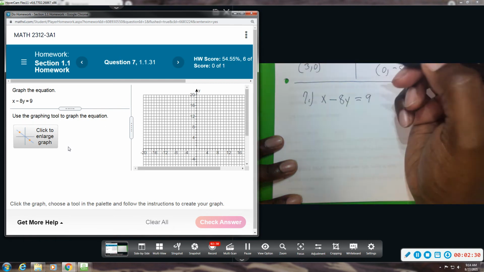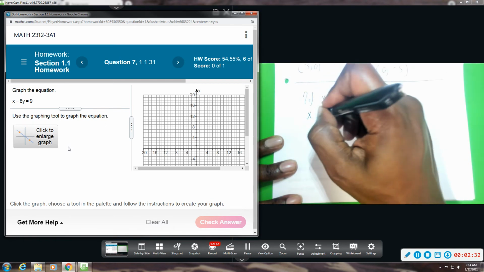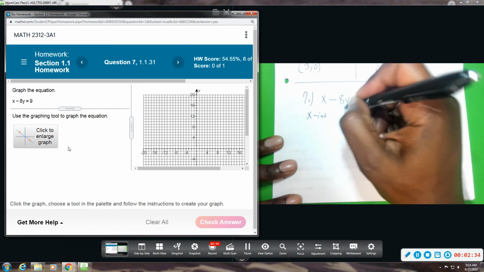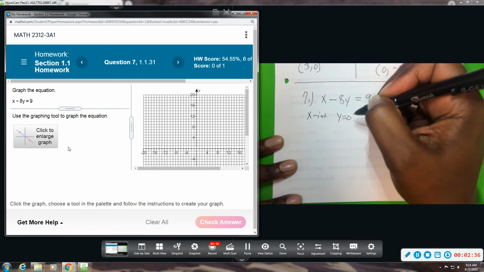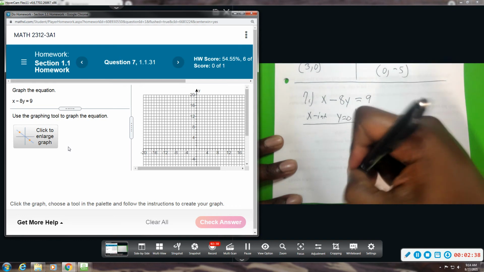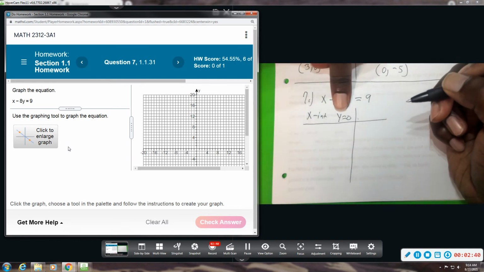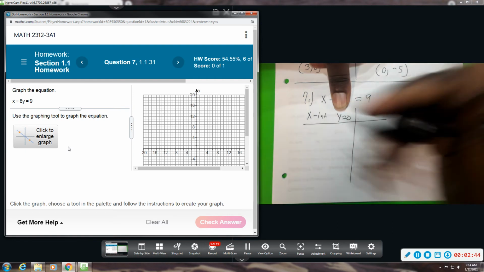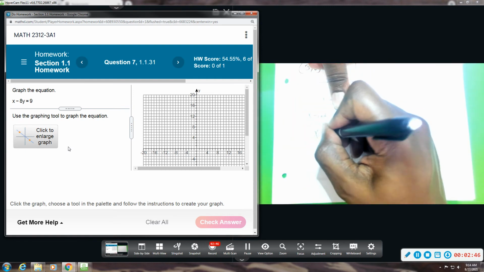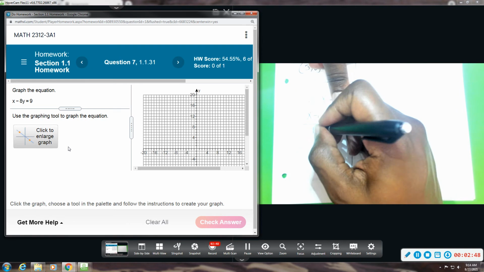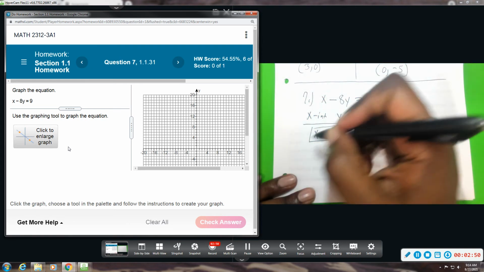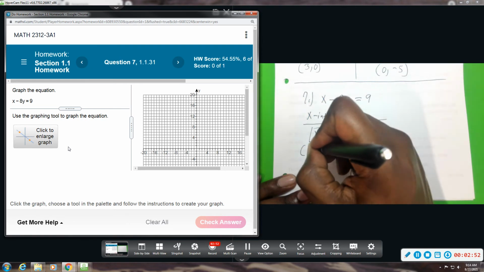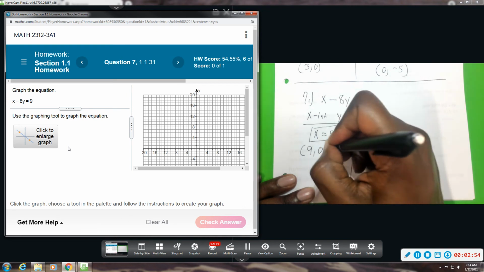All right, so we're going to find x-intercept first. That means y equals 0. So if I get rid of this y term, there's nothing to even solve. We just have x equals 9, and we're there. X equals 9. So ordered pair would be 9, 0.